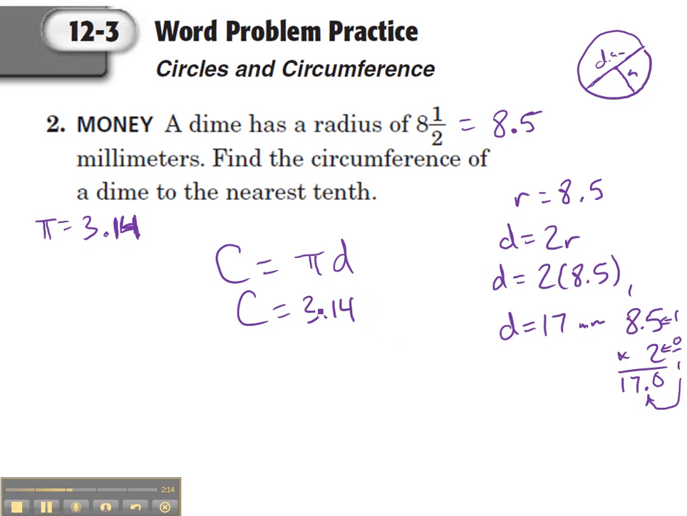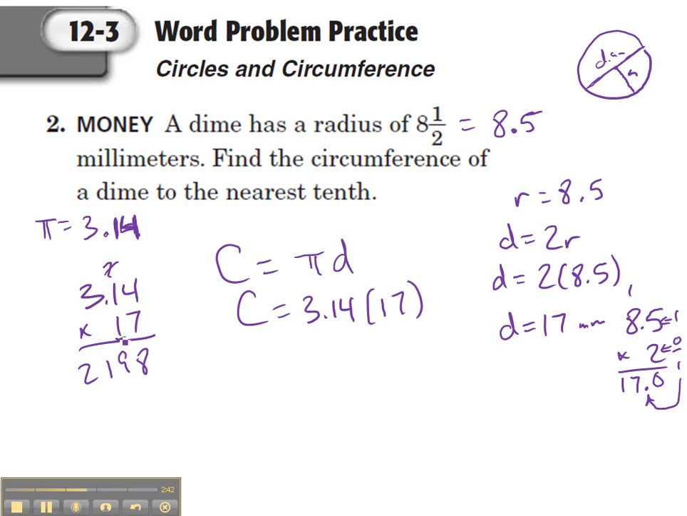Okay, so circumference equals 3.14 times diameter. We determined the diameter is 17. So let's do that over here. We're multiplying with a decimal. We ignore the decimal, so it's like I'm multiplying 314 times 17. And we'll deal with the decimal point at the end. 4 times 7 is 28, carry the 2. 1 times 7 is 7, plus 2 is 9. 3 times 7 is 21.